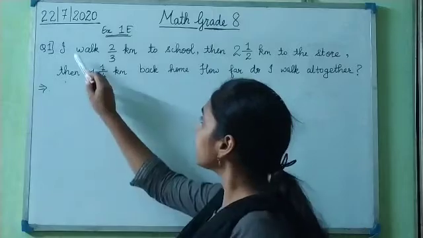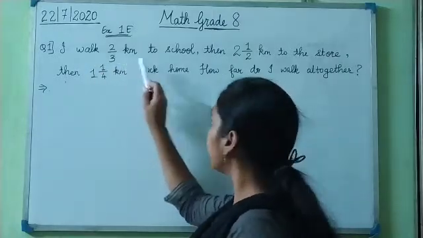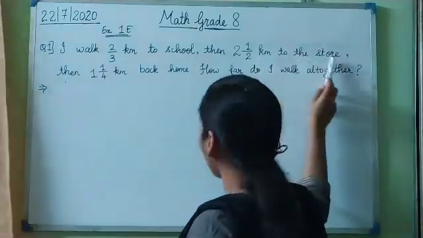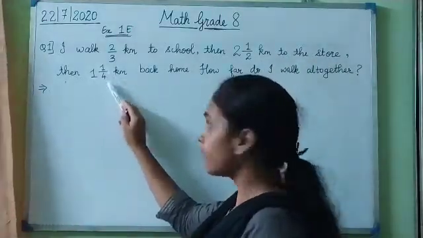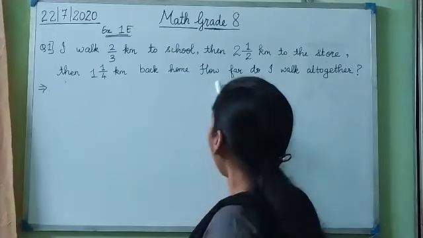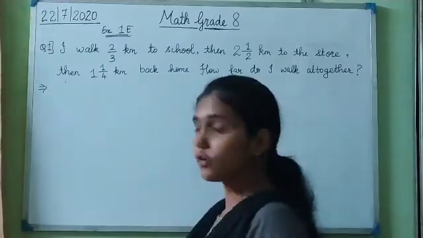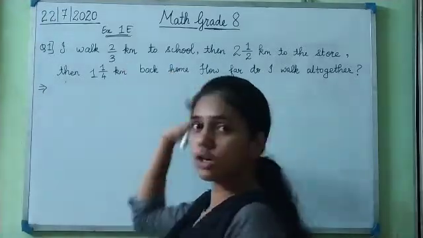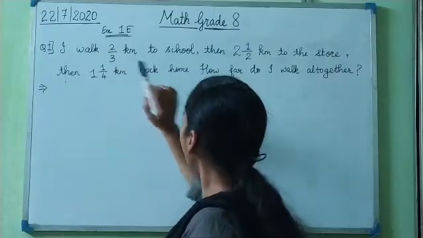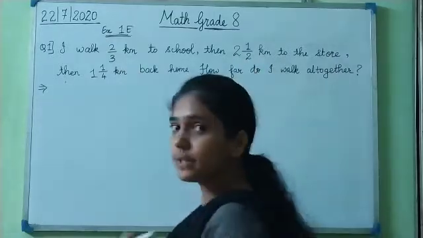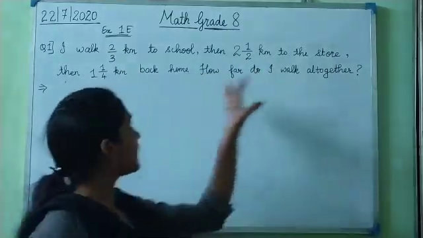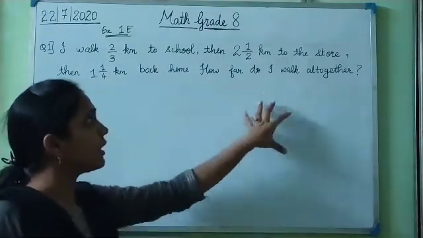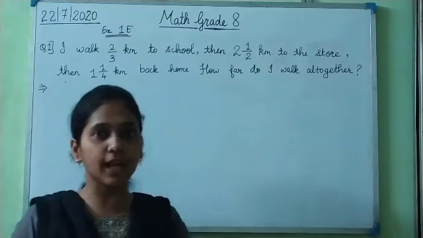Okay, so the first problem is, I walked 2 by 3 kilometer to school, then 1 by 2 kilometer to the store, then 1 by 4 kilometer back home. How far do I walk altogether? Okay, that means there is someone who is walking 2 by 3 kilometers to the school. Then after walking this much, he is again walking 1 by 2 kilometers to the store. And after that again 1 by 4 kilometer back home. Okay, so total how much distance is he walking, that we have to find out.